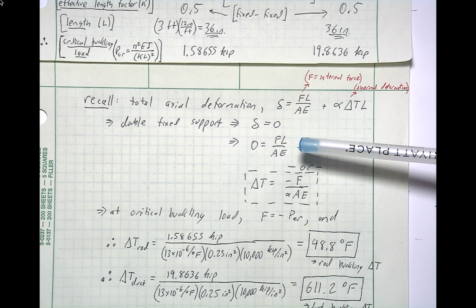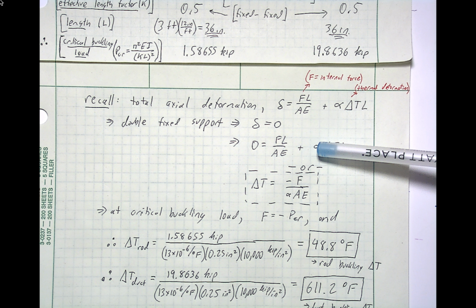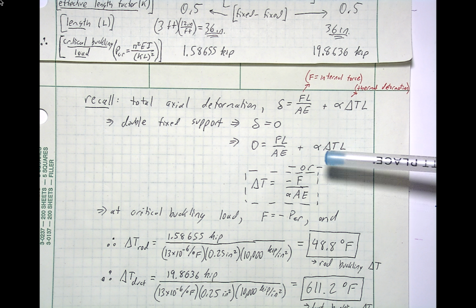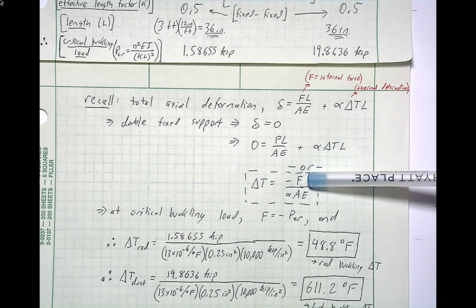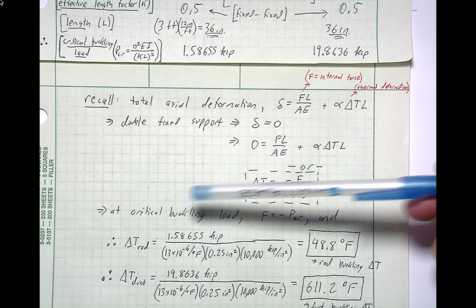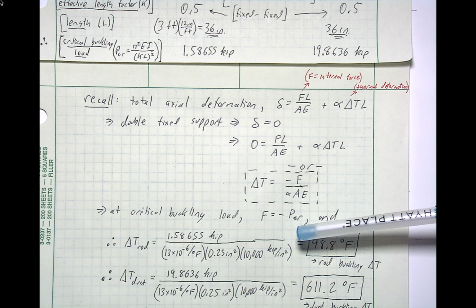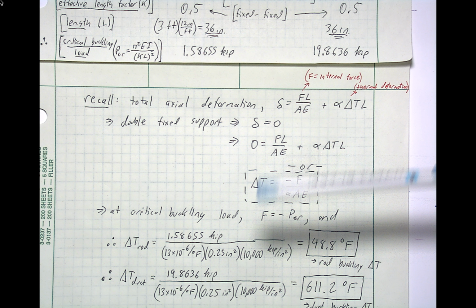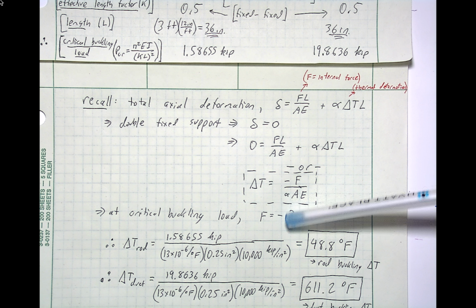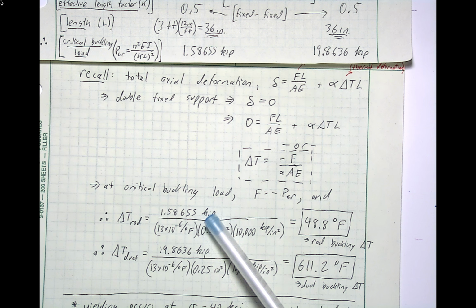So we just plug in 0 for the deformation, and we know the length, the area and the elastic modulus, and the thermal expansion coefficient is given in the problem statement. So with that, we can solve for the temperature change in terms of the internal force, and then just known quantities. And at the critical buckling load, this internal force is just the negative of the critical load. That's because the critical load is a compressive load, but we define it as a positive quantity. So the internal force is in compression, but P critical is just given as a positive quantity. With that, we can now plug this in for our two different loads.